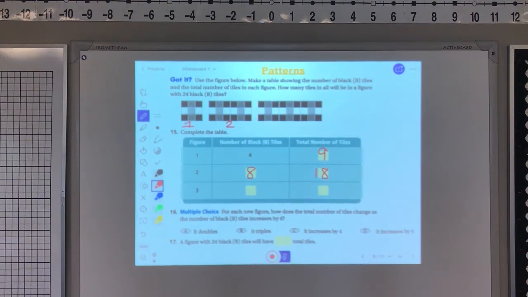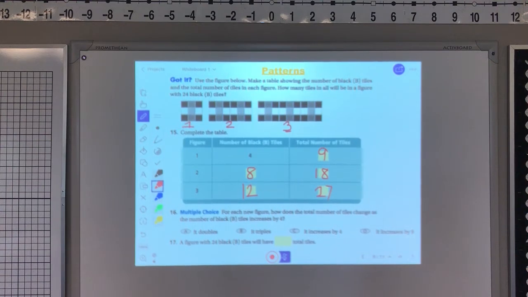And if I look at the third one, if you count all those black squares, you end up with 12 black squares. And if you count every single square, you end up with 27 total. Okay? So it asks us to figure out how many tiles will be in a figure with 24 black ones. It gives us some questions to try to help us.